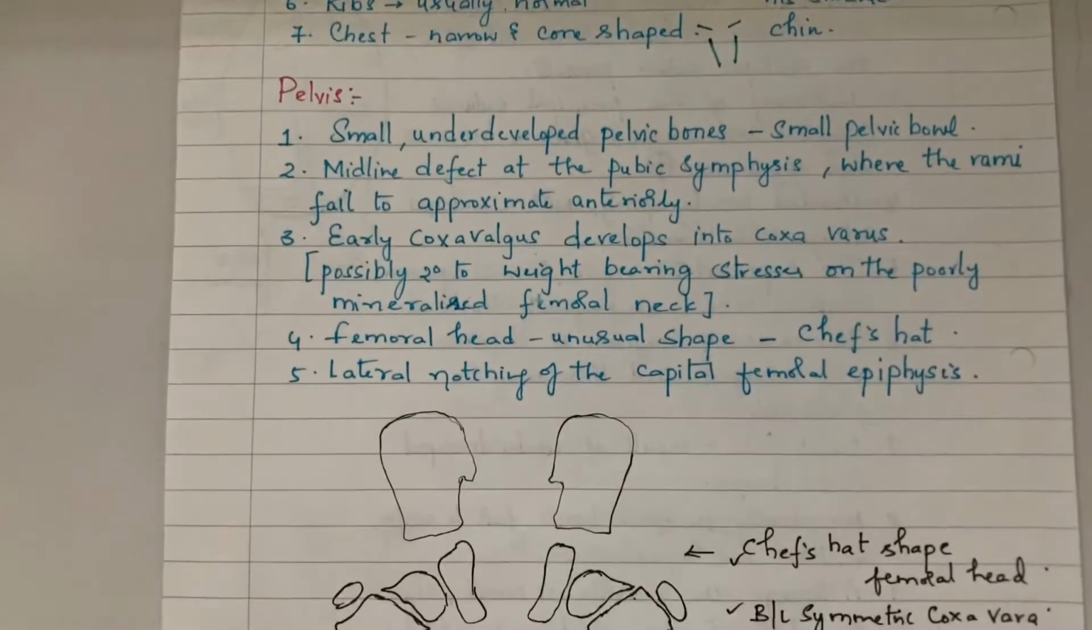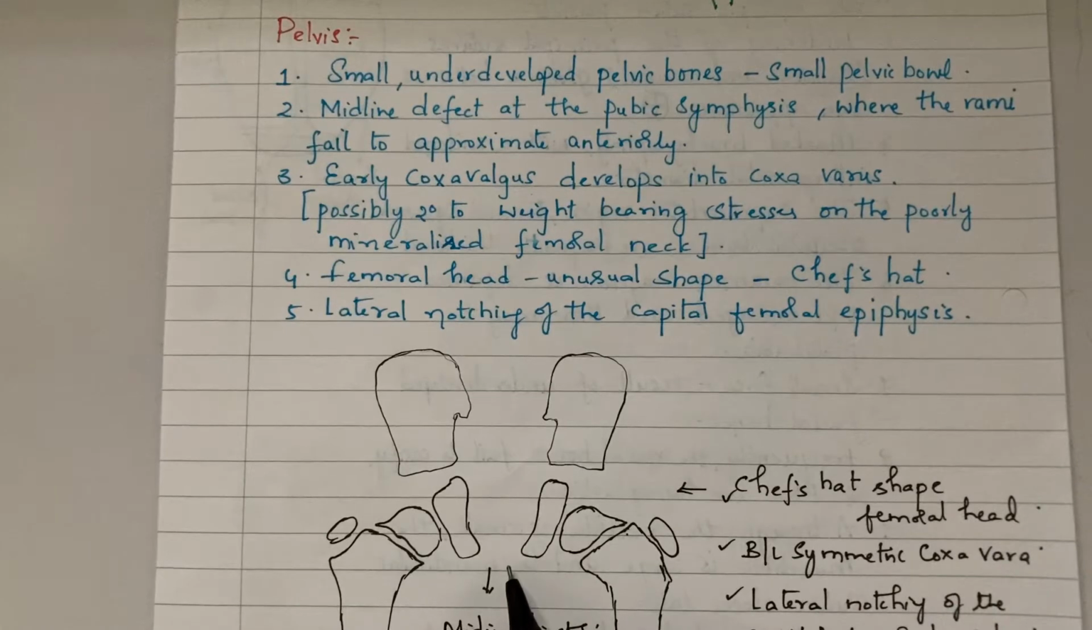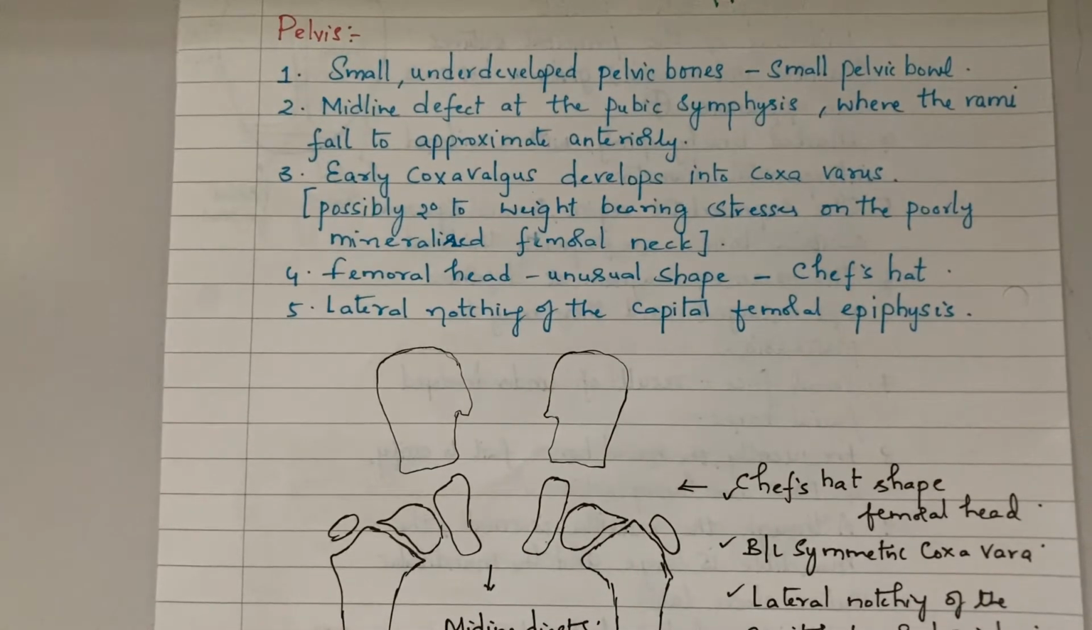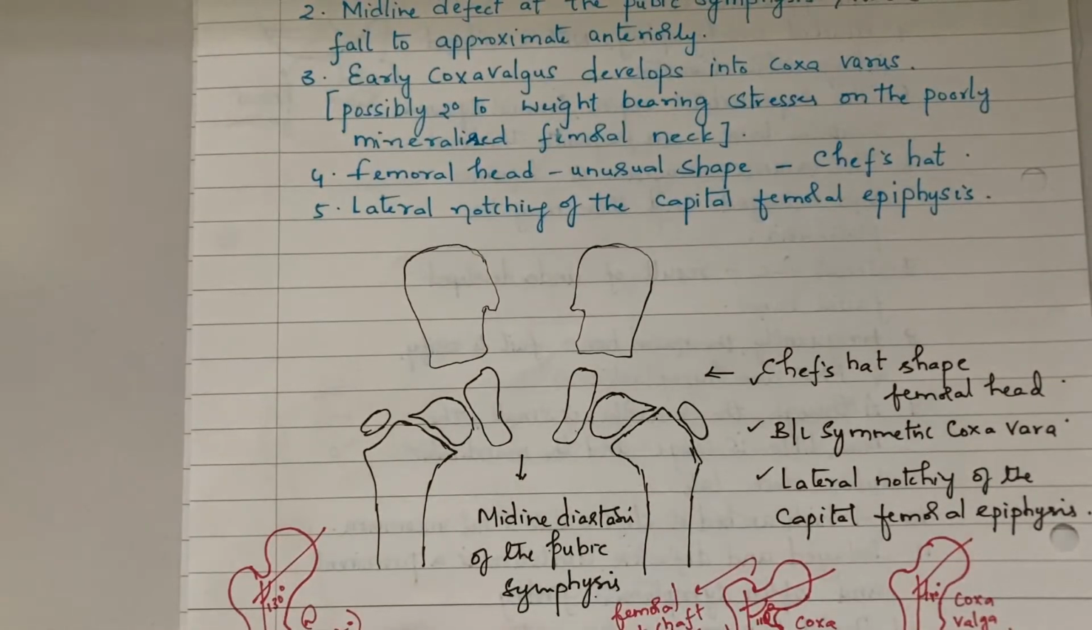Coming to the pelvis, this is also one of the differential diagnoses, and they may keep it in the spotter also. See the pubic symphysis: there will be a midline defect where the rami fail to approximate. So midline diastasis of the pubic symphysis will be there.